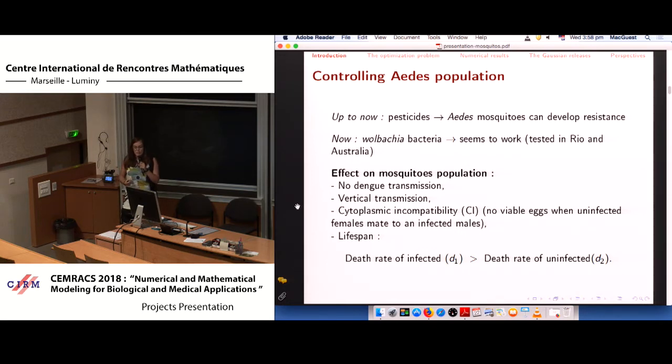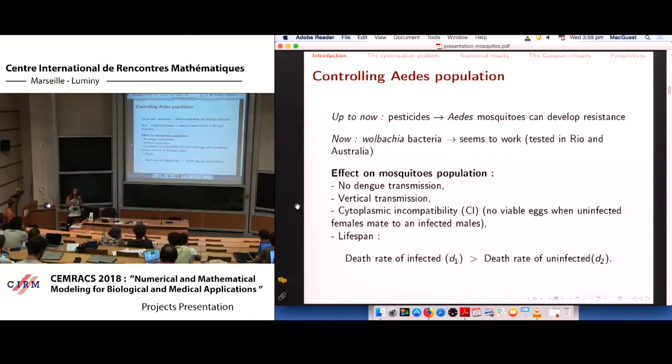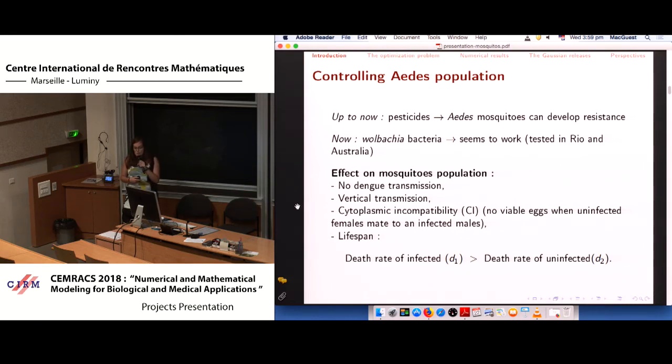This technique seems to work, because it was tested in Rio and Australia, and it works. So what is this technique? Wolbachia is a bacteria that naturally lives in 60% of insects, but not in Aedes. What scientists do is pick this bacteria from Drosophila melanogaster, a fly, and put it into Aedes aegypti. They found that these bacteria inhibit dengue transmission. The bacteria also have other effects on the mosquito population.